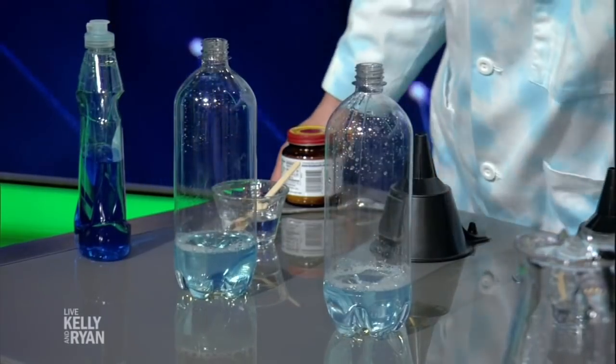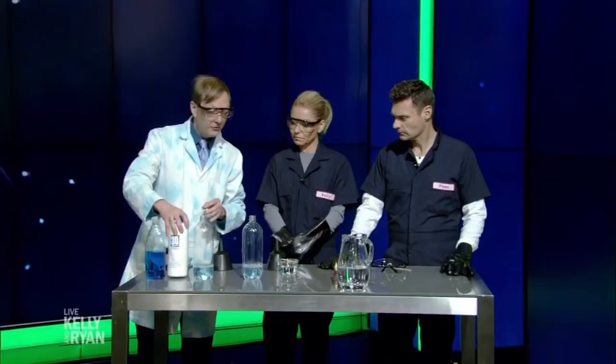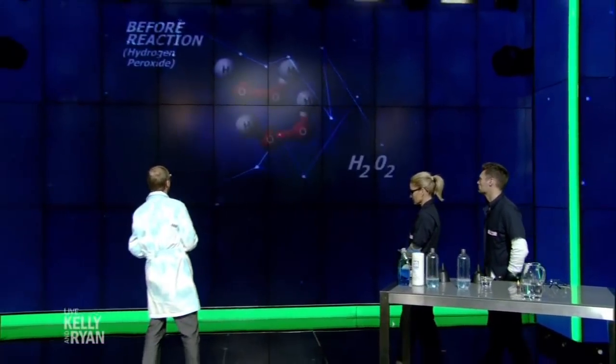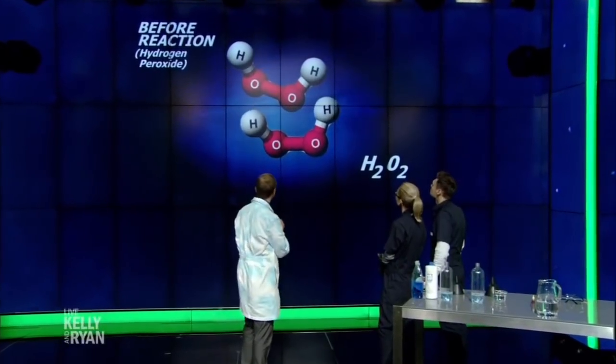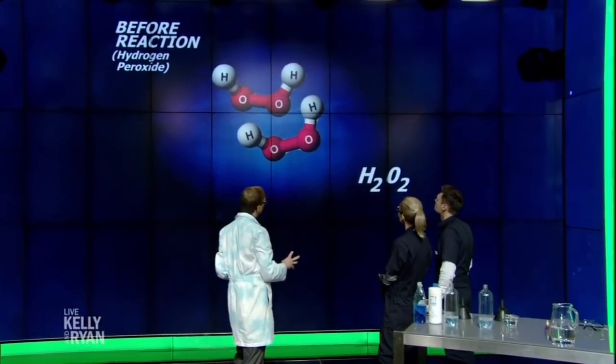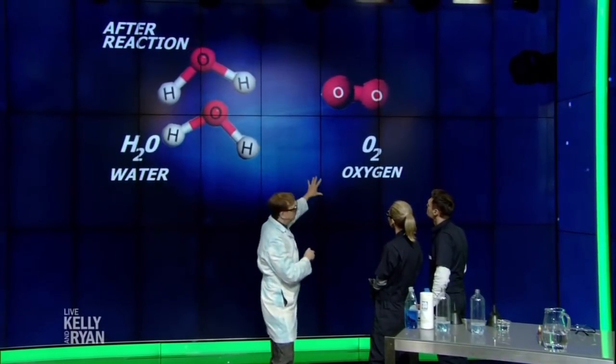Okay. Great. So the home version uses hydrogen peroxide, which is sort of like a hair care product. This is a little bit more than what you might get at the pharmacy, about 6%. Hydrogen peroxide is H2O2, and we're going to be doing what's known as a decomposition reaction. So if we go up to the screen here, we can see some molecules of hydrogen peroxide. They're the H2O2. We're going to add a catalyst, which will then break those molecules apart, and then we'll be left with water and oxygen gas.